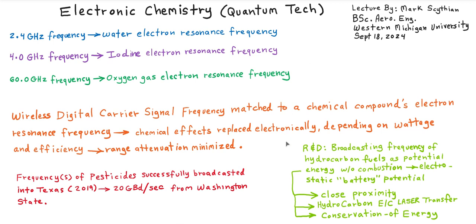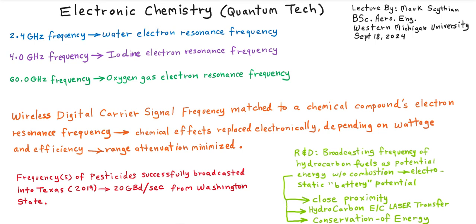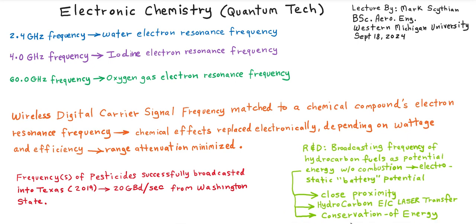And so imagine this R&D, research and development application, broadcasting the frequency of hydrocarbon fuels as potential energy without combustion. So this would be a form of an electrostatic battery potential. So if we improve on this, we could then improve the proximity, initially at closer ranges: hydrocarbon, electronic chemistry, laser transfer.